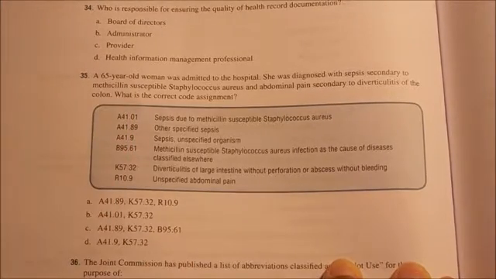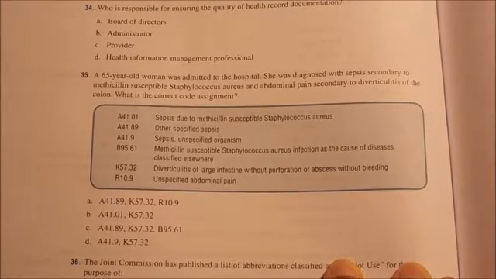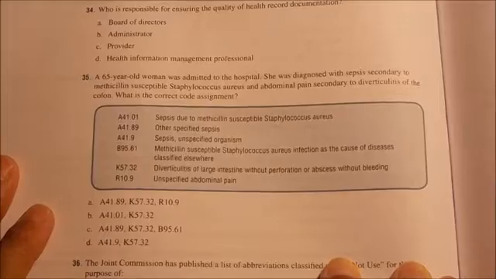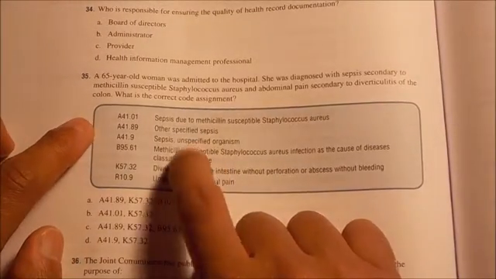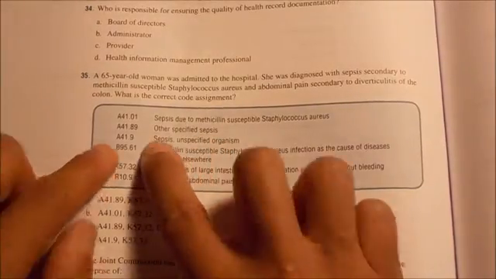So a 65-year-old woman was admitted to the hospital. She was diagnosed with sepsis secondary to methicillin susceptible staphylococcus aureus and abdominal pain secondary to diverticulitis of the colon. What is the correct code assignment? Now, right off the bat, you can see in these codes, they're giving you 3 codes that are all just the sepsis codes, so A41 dot whatever, and so those are a group.